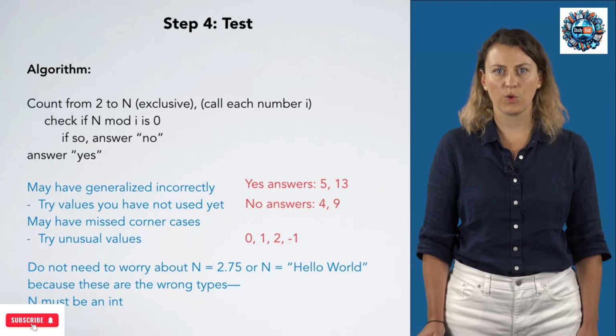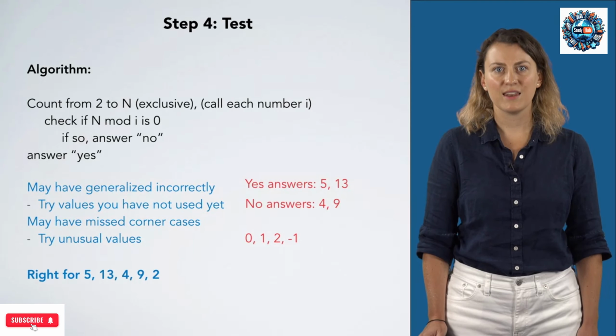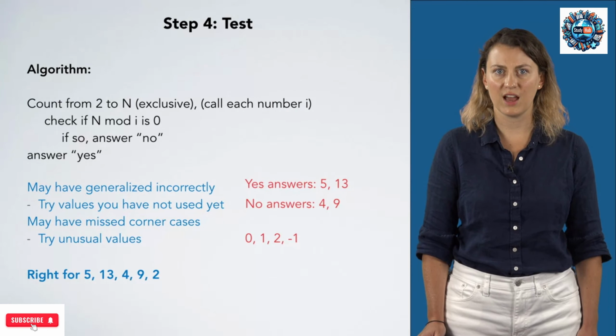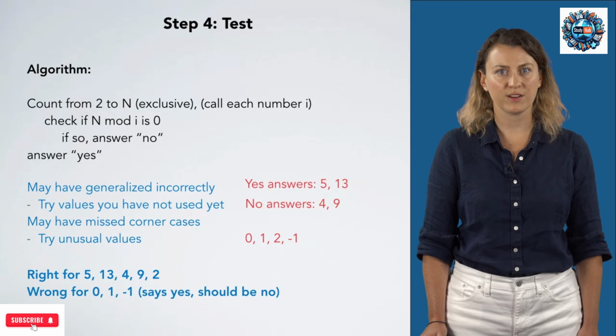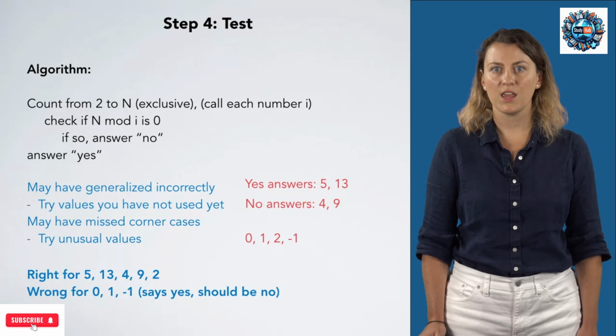We do not, however, need to worry about things like 2.75 or the string hello world, because these are the wrong types. We specified that n must be an integer, and the type system in our programming language, like C, is going to enforce this. We won't be able to call this function with any argument that isn't an int. Now that you've tested these out, you've seen that the algorithm gives the correct answer for 5, 13, 9, and 2. However, it gives the incorrect answer for 0, 1, and -1. It won't count any numbers, so it will answer yes, even though these are not prime numbers.